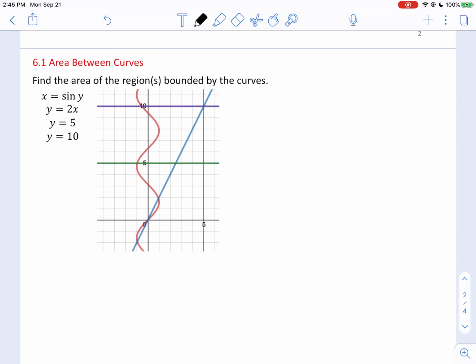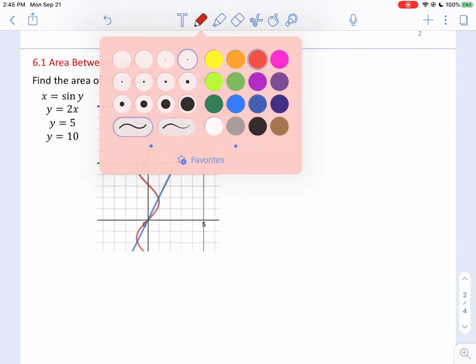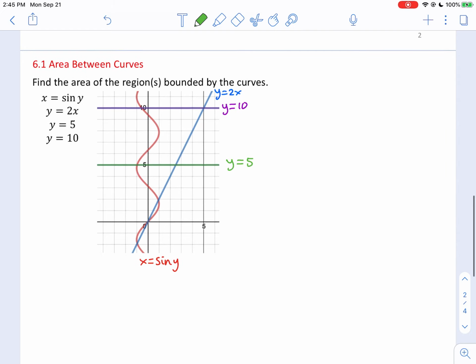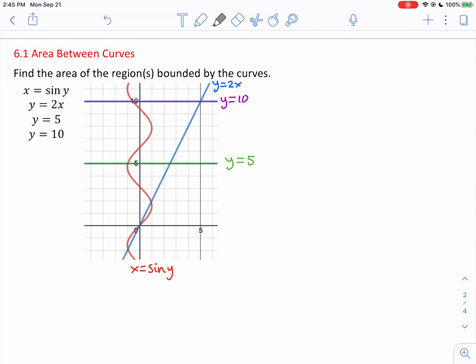Again, 4 curves are listed here. Purple is a horizontal line, that's y equals 10. The blue, y equals 2x, is a diagonal line. The red is x equals sine of y, and then the green is a horizontal line at y equals 5. Now, in this particular problem, there could be lots of different regions that we think that we're after.